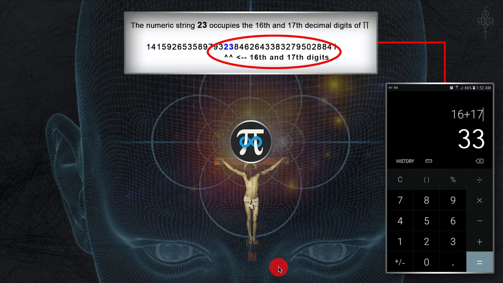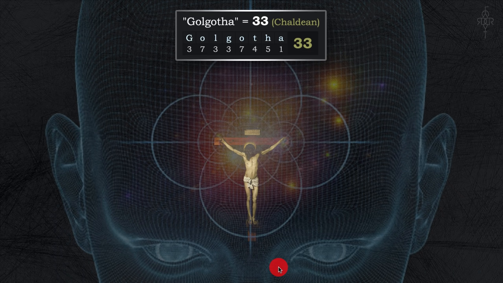Where's the 23 located? It's the 16th and 17th decimal digits of pi, and you add up 16 and 17, you're going to get the number 33. And that's really interesting because, you know, the crucifixion is tied to Golgotha, where the Christ was crucified. That is a direct match to the number 33 itself. You're not going to find that in any other ciphers, by the way.